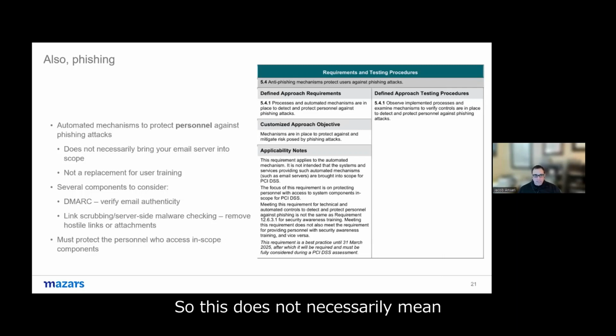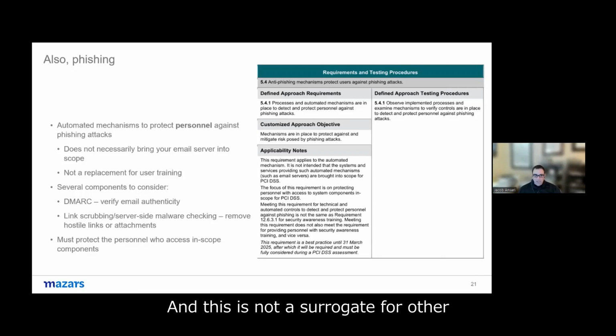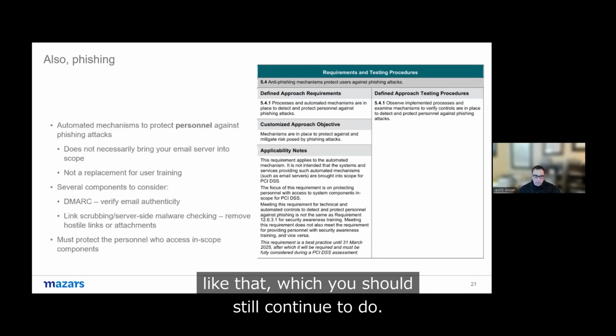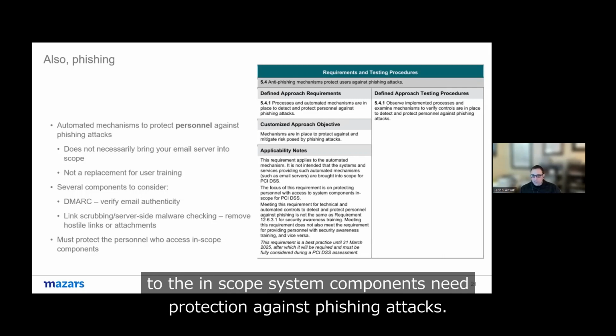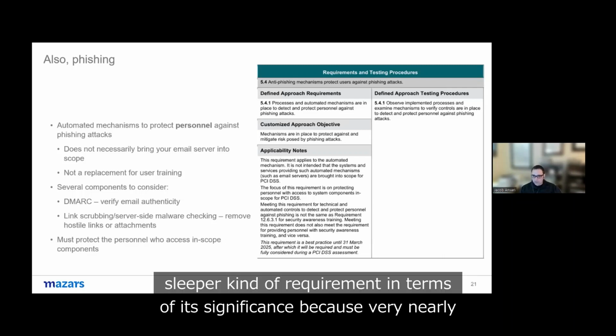So this does not necessarily mean that your email server is in scope for PCI DSS for all of the other requirements. And this is not a surrogate for other things like anti-phishing training and security awareness training, which you should still continue to do. But this is to say that the users who have access to the in-scope system components need protection against phishing attacks.